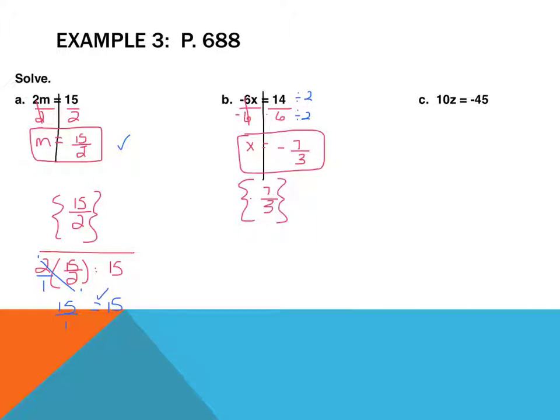Okay, and then we can check that. Negative 6 over 1 times negative 7/3 equals 14. So if I cross reduced, 3 goes into 3 once, 3 goes into 6 2 times, so negative 2 times negative 7 is positive 14 over 1.